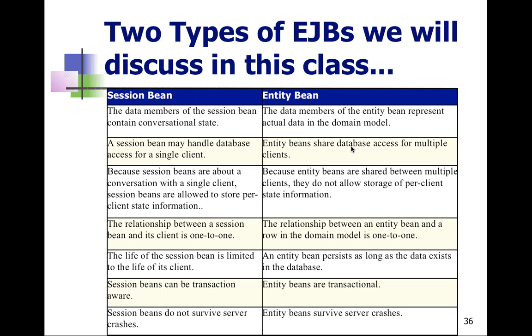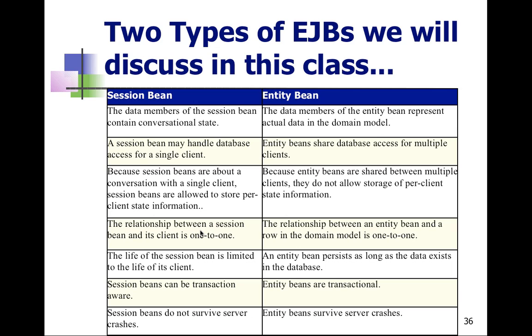Entity beans share database access for multiple clients, and session beans may handle database access for a single client instead of the multiples. So entity is more on the lines of the object entity managing that. Sessions are managing clients, so you can sort of think of it that way. Sharing or storing per client state information, and this is not allowing per client information between the session and the one-to-one. This is also a one-to-one, but it's with domain knowledge, or domain model, excuse me, and not with the client. This one is a one-to-one relationship with the client.